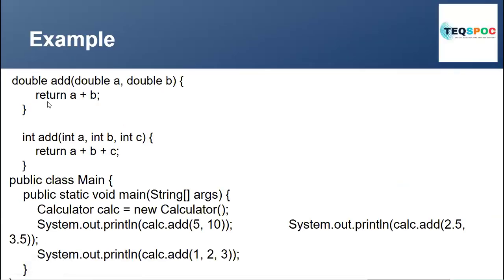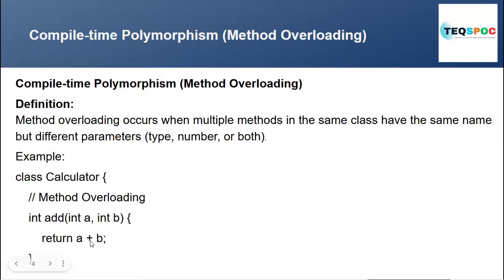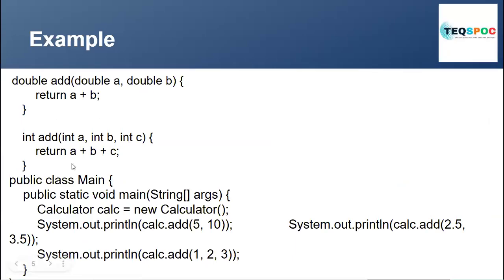Similarly, we have one more add method, double add. So you have created more than one method with the same name, and only the passing parameters are different. The same method is performing different operations. That is basically called method overloading: writing two or more methods in the same class with the same method name, only the passing parameters are different.